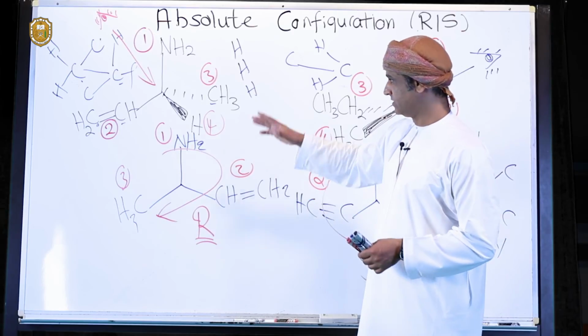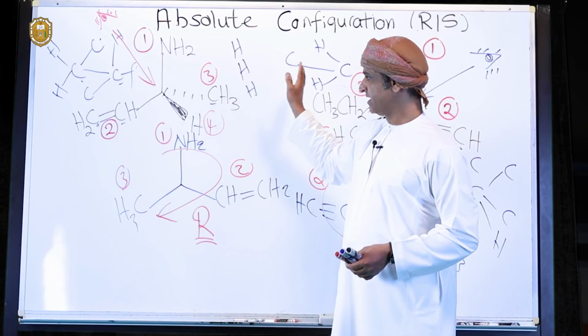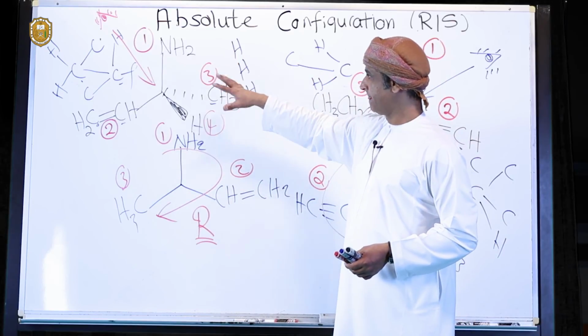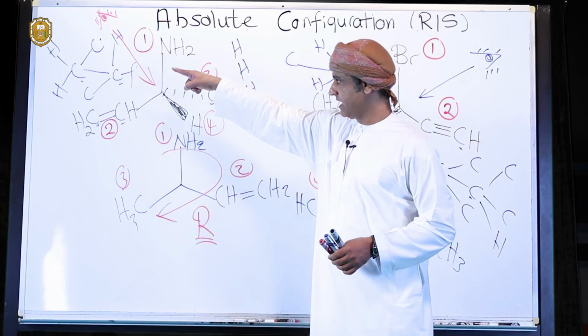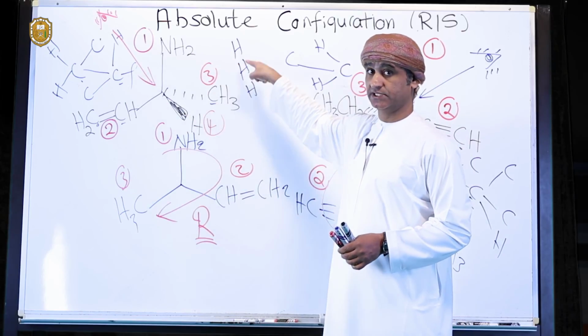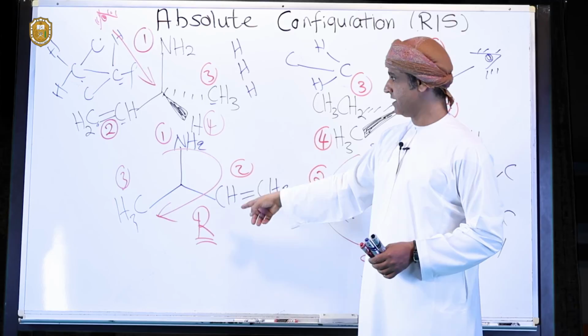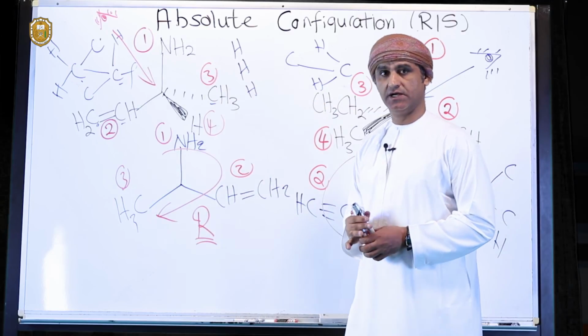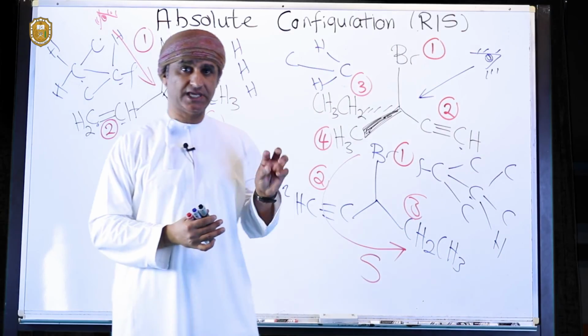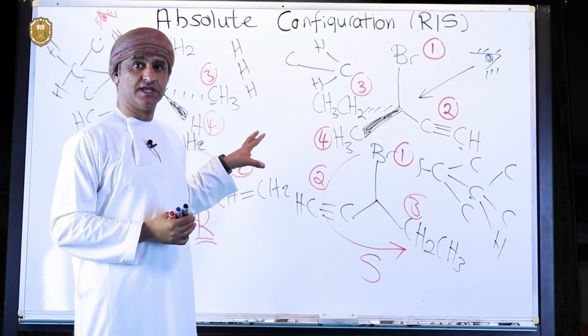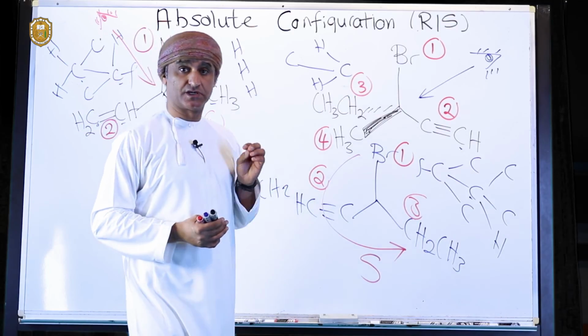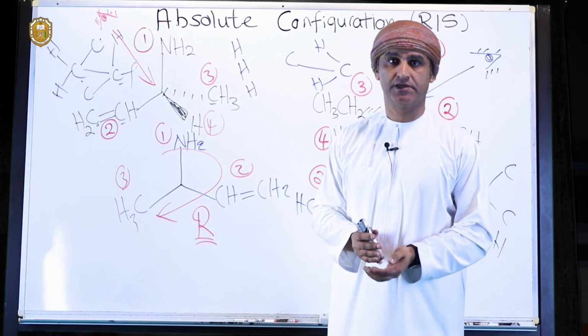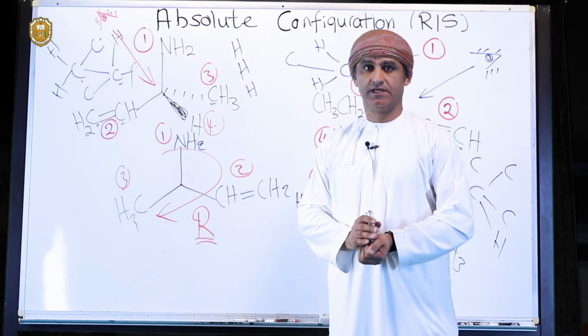One way to look at this, as we did before, is to check the current rotation and reverse it. If you check the current rotation, you will see it's actually S. If you reverse it, you get R. But this way of directing the sight is more efficient. So these 2 examples represent cases where the lowest priority group is at the front.